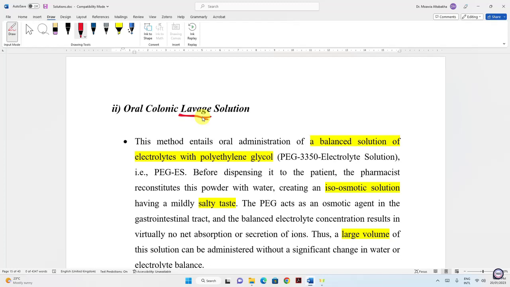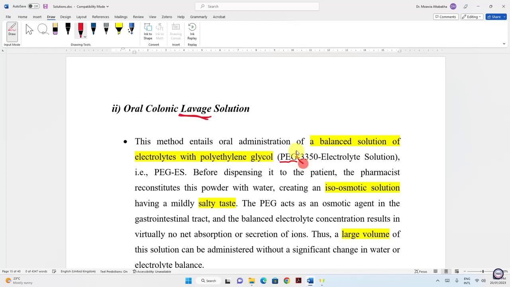You have a procedure, okay, to test or to insert, for example, endoscopy to look and investigate the colon. Okay, so you need to clean the bowel. There should not be any stool or solid materials in the colon. So what do you have? The doctor might prescribe for you a balanced solution of electrolytes with polyethylene glycol, meaning polyethylene glycol, which is PEG.